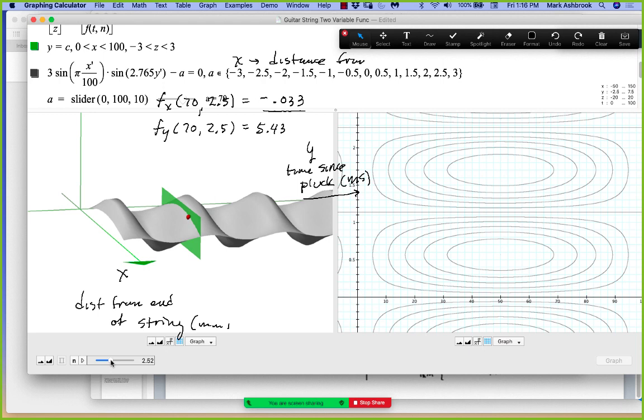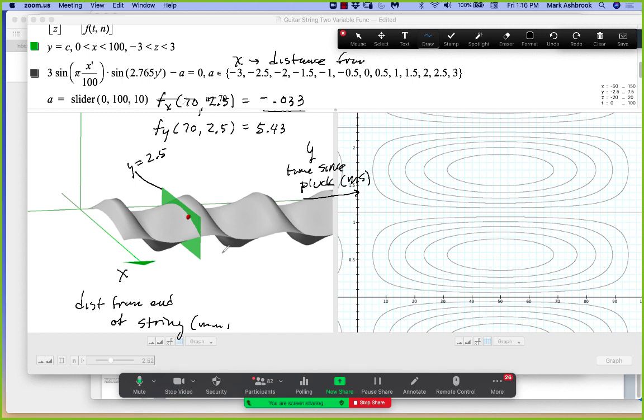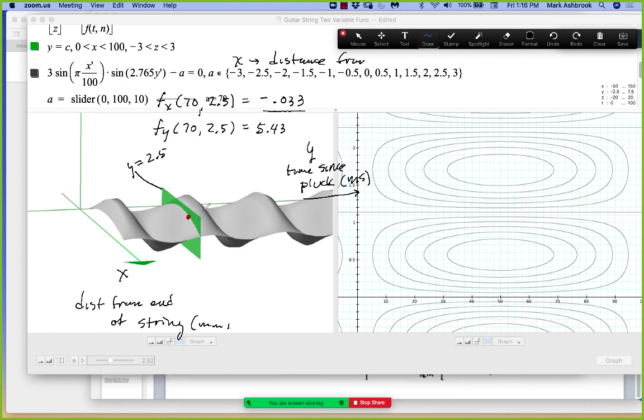Okay, so here is this green plane, which represents holding time constant at 2.5. What happens when you increase x a little bit? What do you see? Going down. Negative rate of change, right? The surface heads down. How much does it head down? 0.03, so that's our dx. The resulting change in z is negative 0.33 times as much as dx. It's proportional, right?